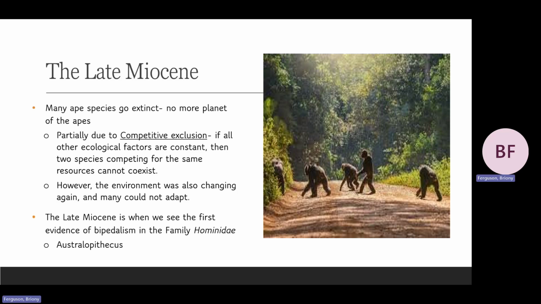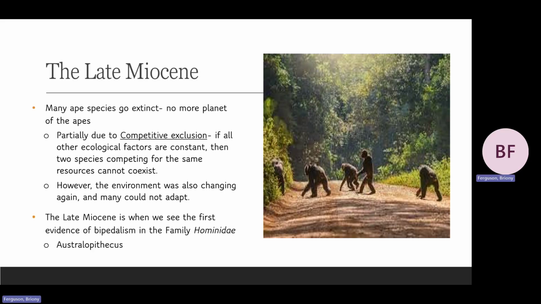Many primate species died out because of this. However, a lot of them also just could not adapt as the environment was changing radically during this time as well. However, the late Miocene is when we see the first evidence of bipedalism in the family Hominidae.